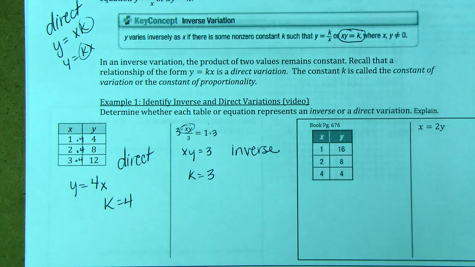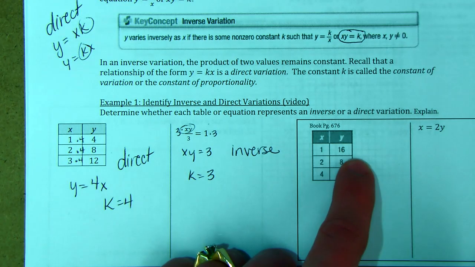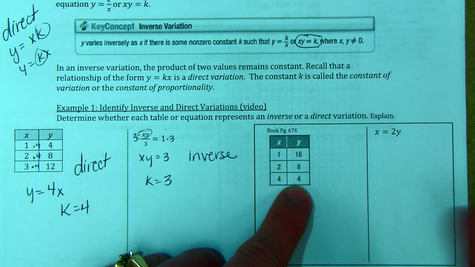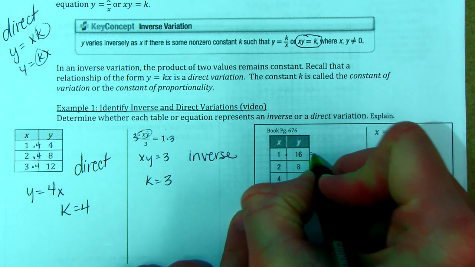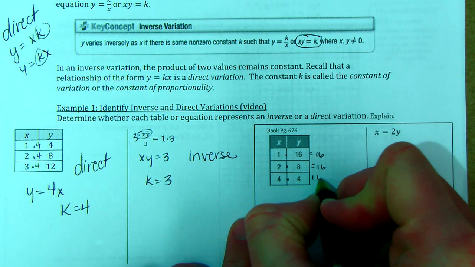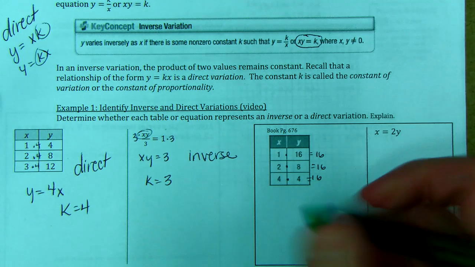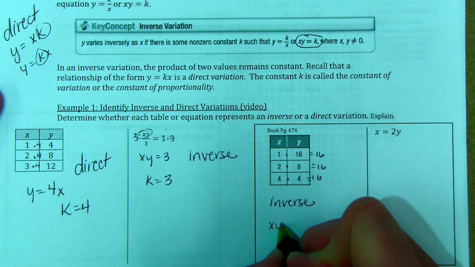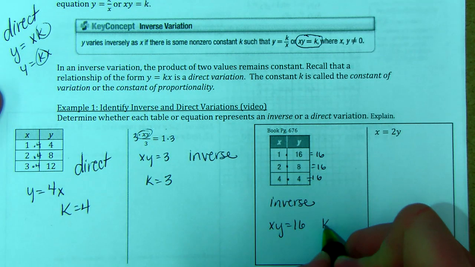Okay, take a look at the next one. 1 and 16, 2 and 8, 4 and 4. Hopefully right off the bat you say, when I multiply them I get 16. Multiply them, I get 16. When that happens, that is an inverse. And my equation would be x times y equals 16. Or in other words, k equals 16. That's my constant.